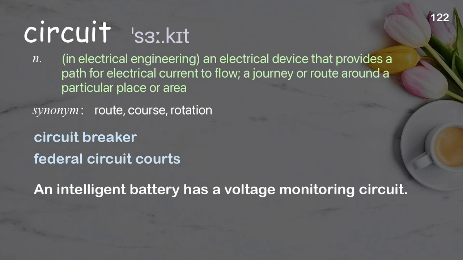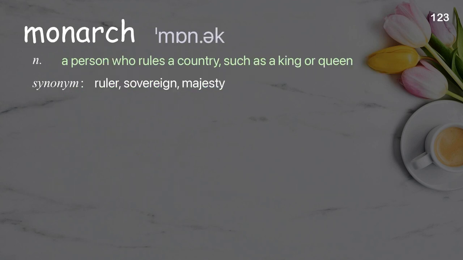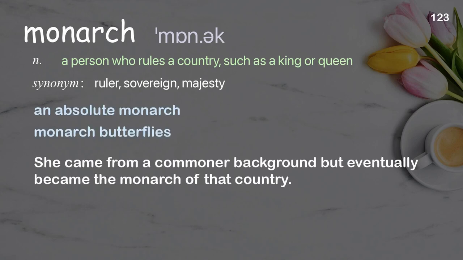Monarch. A person who rules a country, such as a king or queen. Examples: An absolute monarch. Monarch butterflies. She came from a commoner background, but eventually became the monarch of that country.